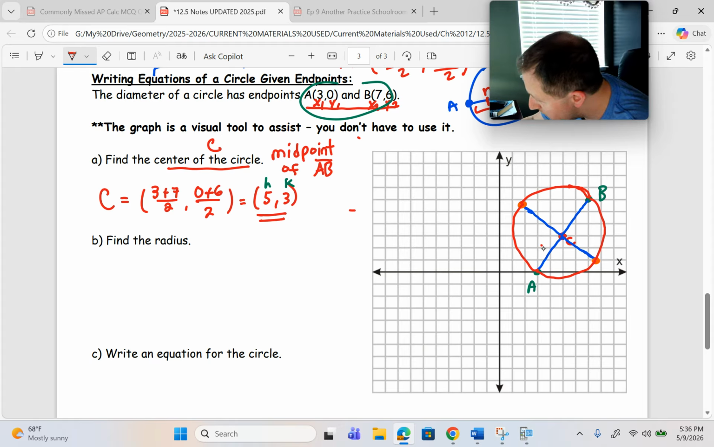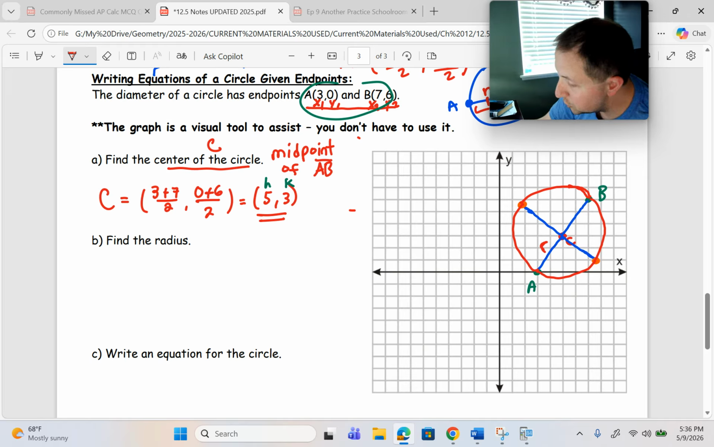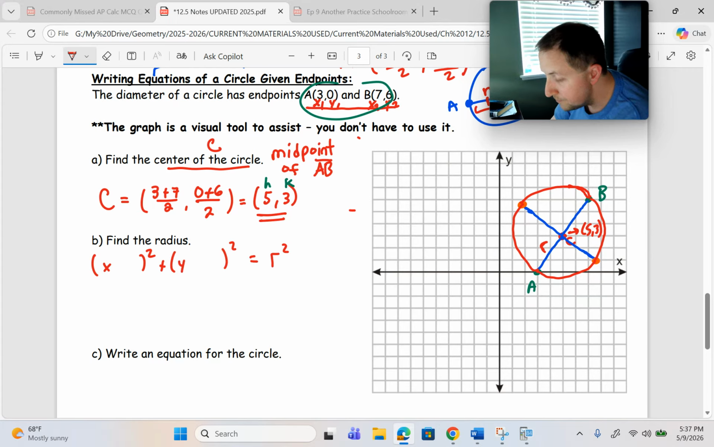So what do we need? Right now what we have is H and K. We've got that the center here is at 5, 3. Now we just need the radius, and then we can write the equation of the circle. So I'm first just going to set up my template for what I have so far. I'm going to set up my little x squared plus y squared. We don't have r squared yet, so we're going to have to do that. We do know H and K. We know that H is 5.